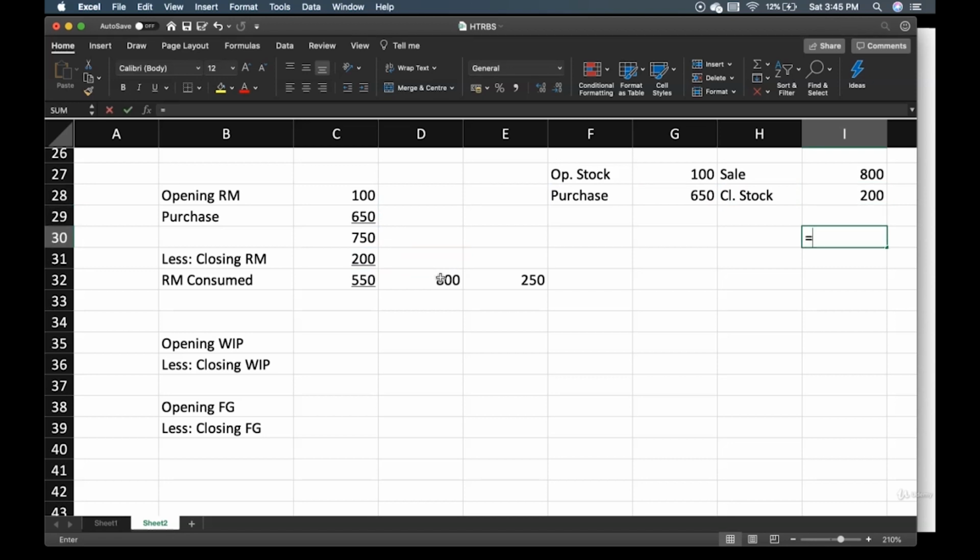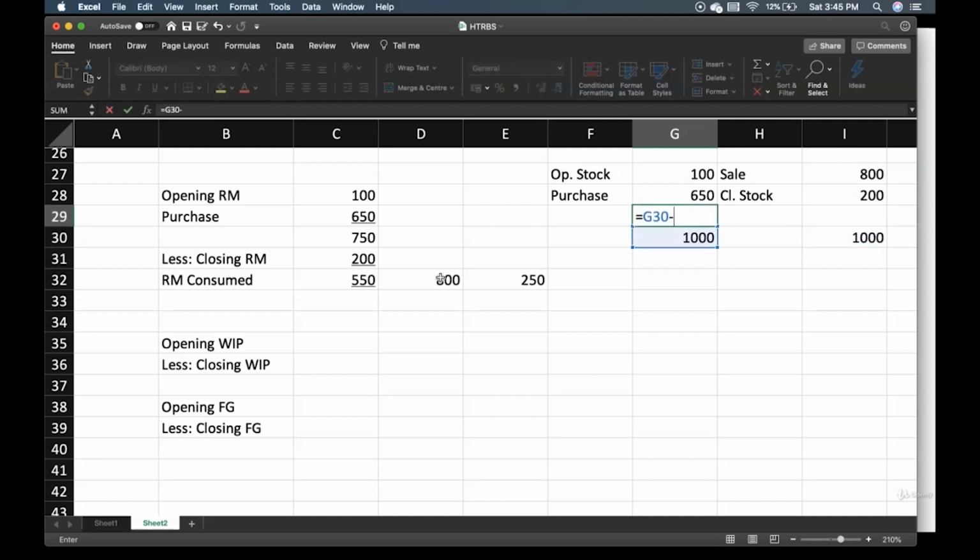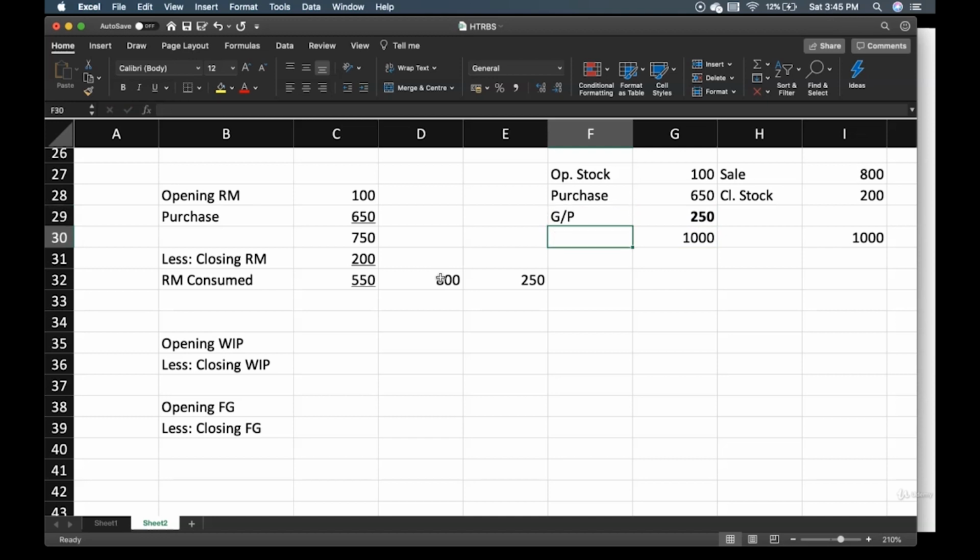So how do we arrive at it now? What we can do, we can total this. So you get 1000 on this side. Take the total over here, 1000. So 1000 minus 100 minus 650, what you get is 250. This is your profit. This is your gross profit. Okay, this is the right way of approaching this.